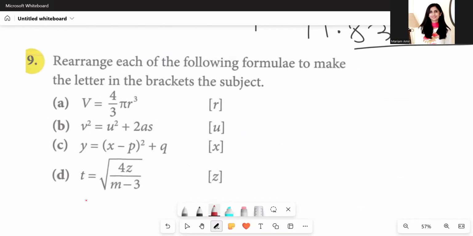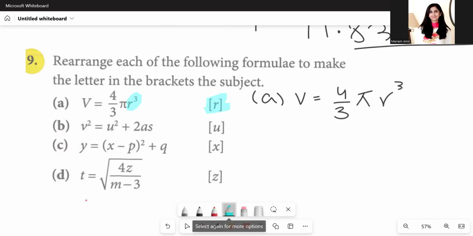Quiet. Okay. Rearrange each of the following formula to make the letter in the brackets the subject. We have to make R the subject. R is right here. So we have at the moment V equals 4 over 3 pi R cube, and somehow we need to get this R to be alone.